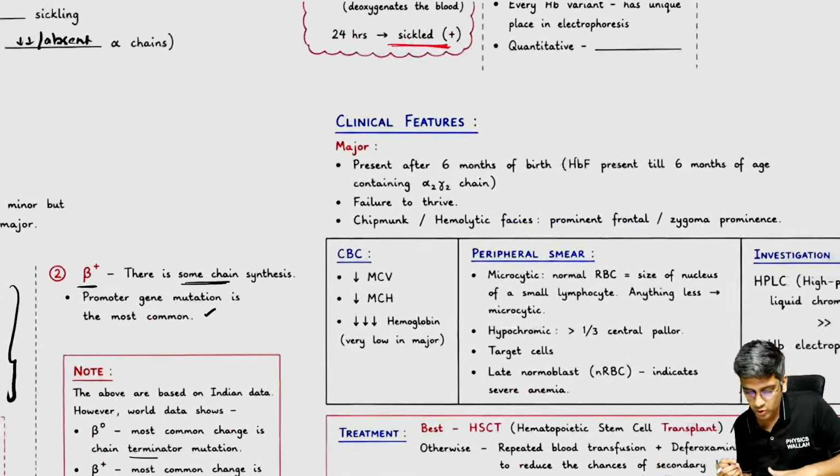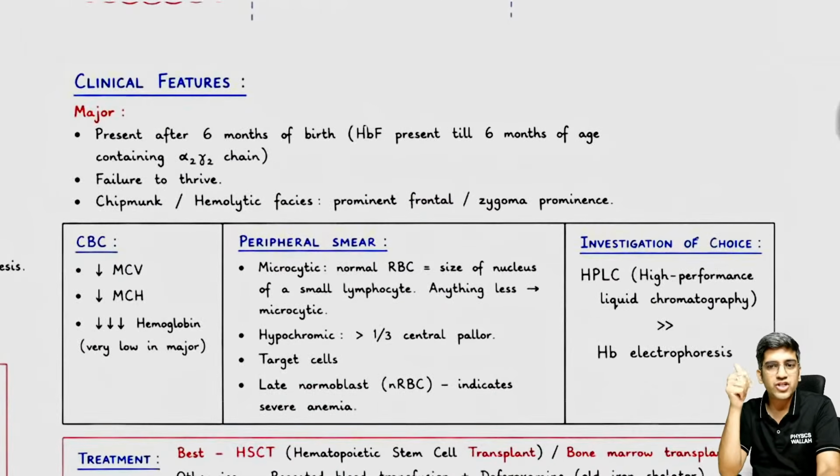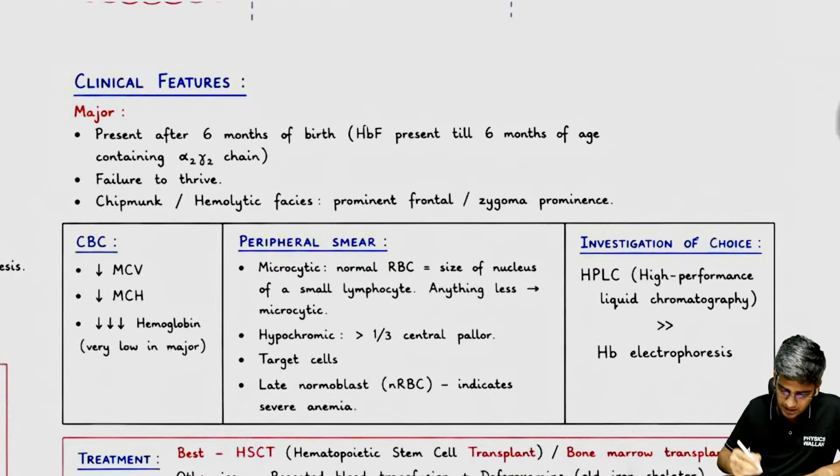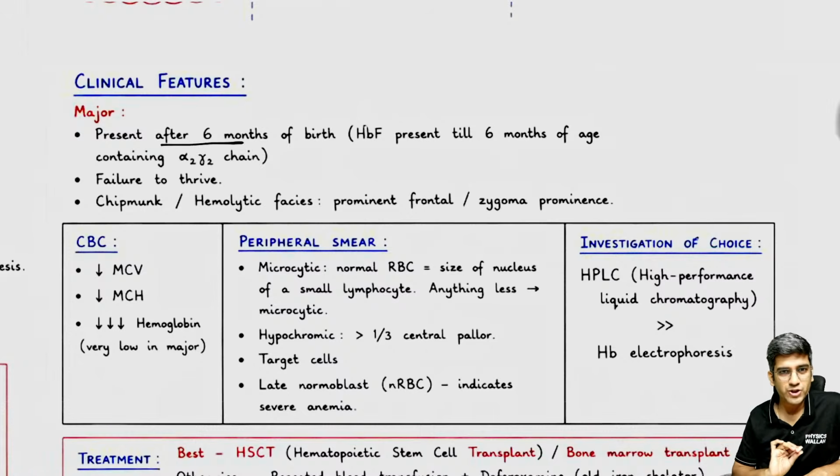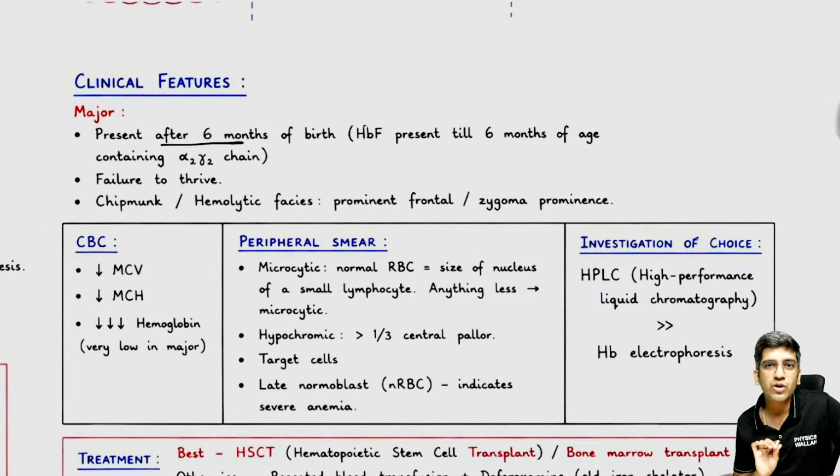Now, let's go to the diagnosis. We have major, we have minor. Let's go on how to diagnose. Presence in and around 6 months of age, because till 6 months, hemoglobin F will be present, alpha 2 gamma 2, no beta. Obviously, no disease presentation, right?